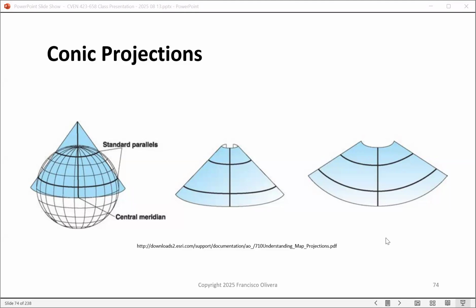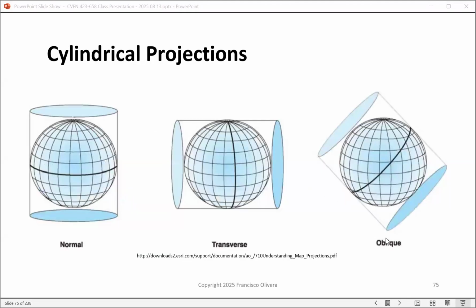These are conic projections. You can also have cylindrical projections. When the cylinder is oriented like this figure on the left-hand side, that is called normal. If it is oriented like the figure in the center, that is going to be called transverse. And if it's inclined, it's going to be called oblique. But I've never seen one of those projections.